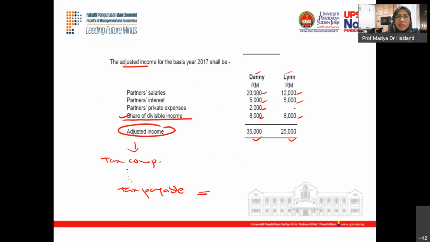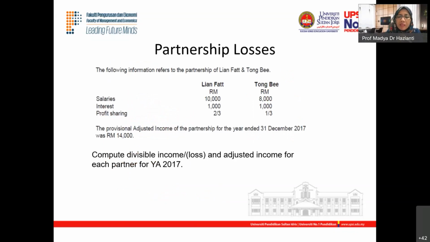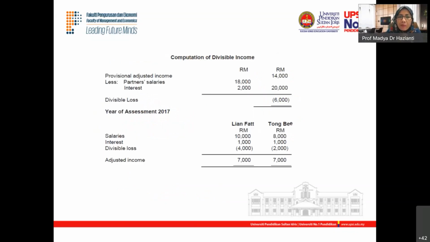But you just give me the share of divisible loss tadi kan. Betul lah kat situ. Tapi tak dapat the adjusted income. I want adjusted income. So for adjusted income, this is what you should have. Sebab dia ada salaries dengan interest kan. Okay, so kita kira divisible loss dekat sini. 14 minus 20 tadi. 6,000.